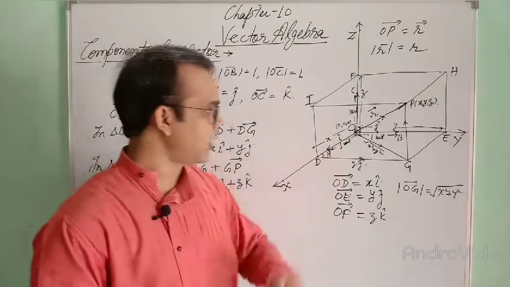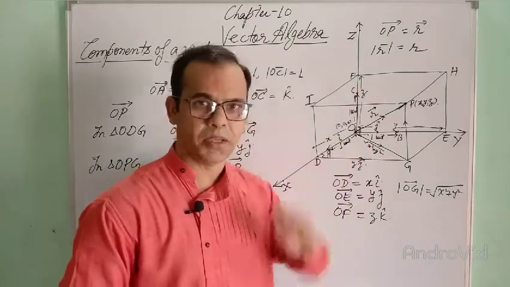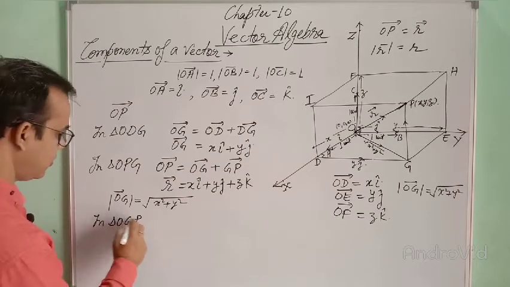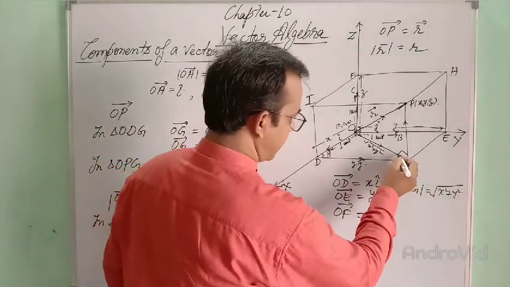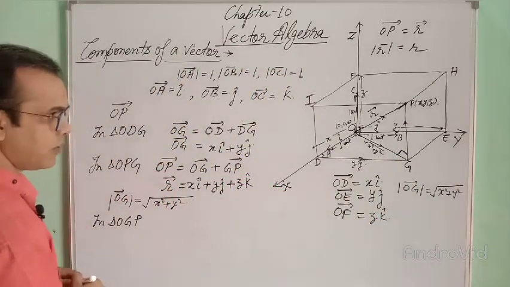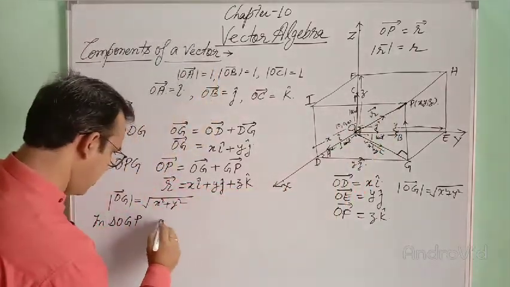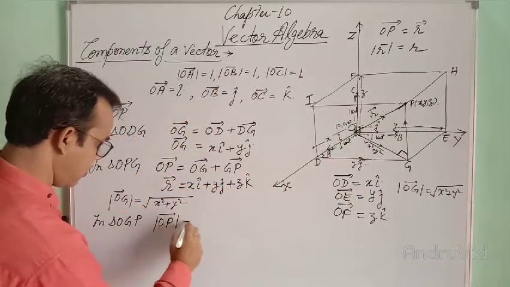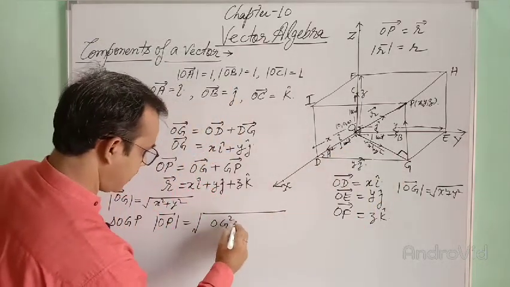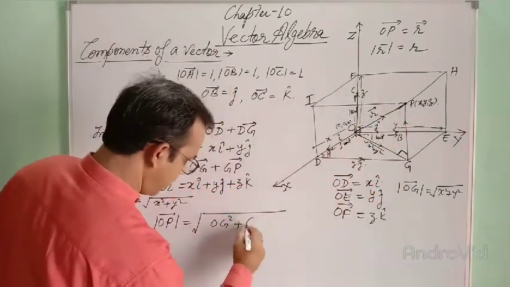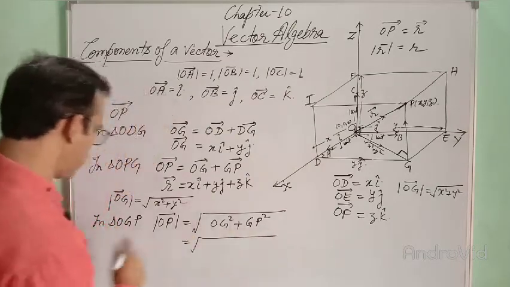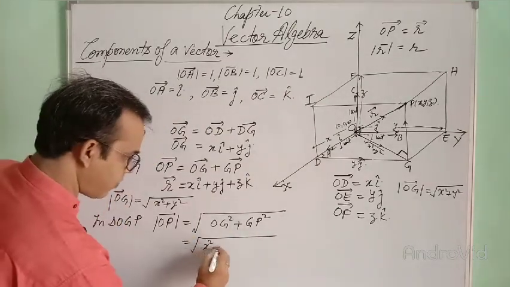Now again see in this triangle OGP, what do you see? In triangle OGP, this angle is 90 degrees. Okay, so here in triangle OGP we will have OP square equal to OG square plus GP square. Clear? So OG square means x square plus y square.